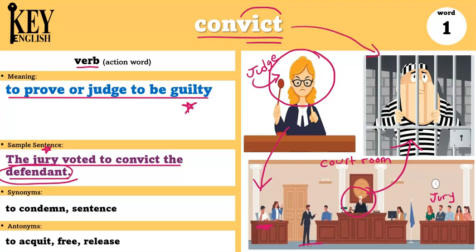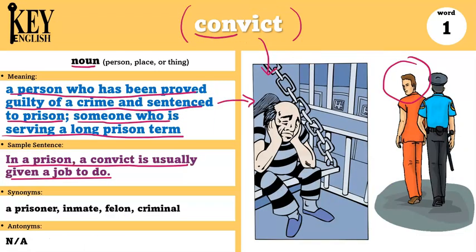Some synonyms for convict are to condemn and sentence. Antonyms are to acquit, free, and release. And for the noun convict, synonyms are a prisoner, inmate, felon, or criminal. And there are no antonyms for convict as a noun.